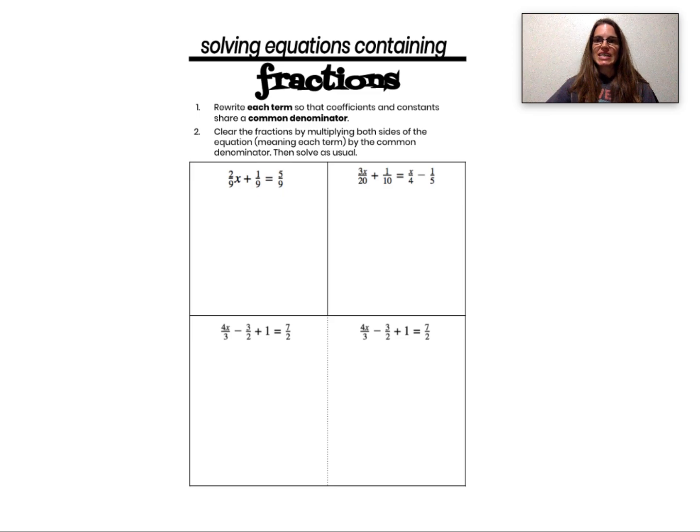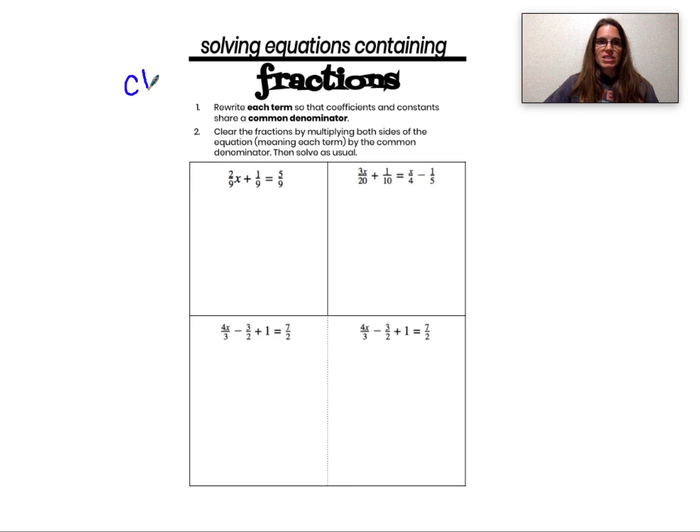When an equation contains fractions, it is possible to solve that equation like normal using inverse operations. In this first case, I could just subtract 1/9 from both sides and then divide both sides of the equation by 2/9. However, this strategy is really error-prone. Students make a lot of mistakes when they're adding, subtracting, multiplying, and dividing by fractions.